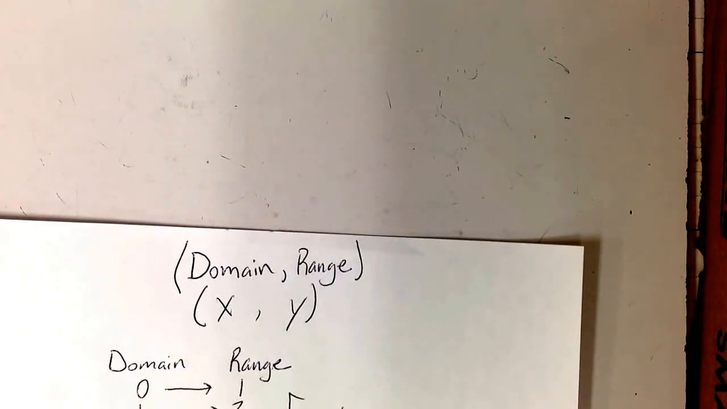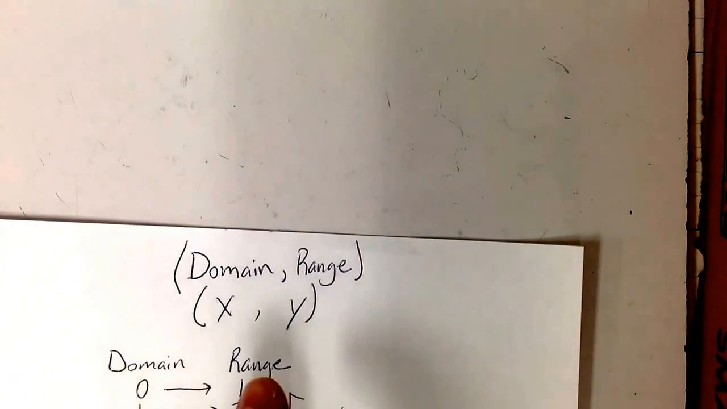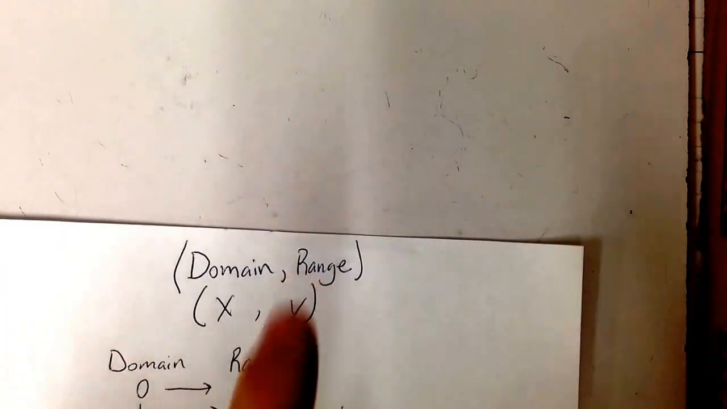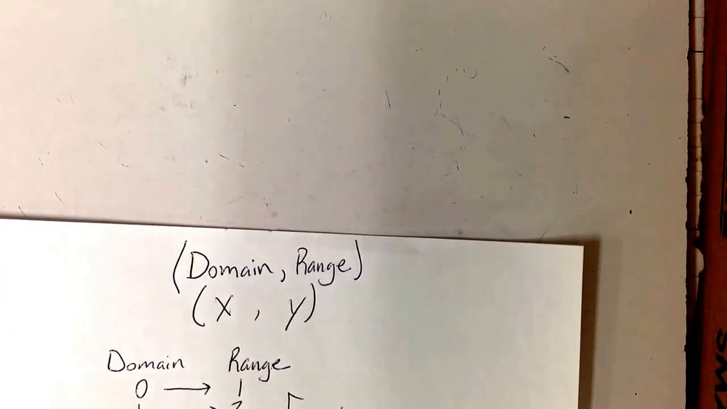Now, a relation between the 2 points is a set of ordered pairs. So whenever I can write x, y, there's a certain relation between them. And we'll look at that in future lessons.